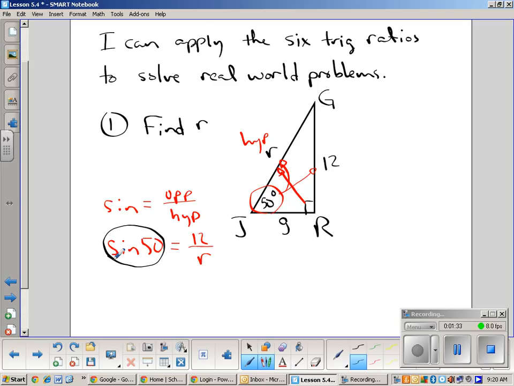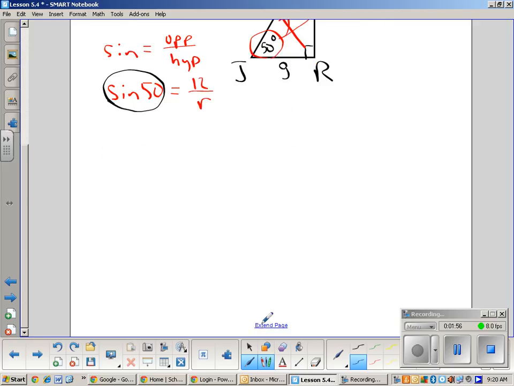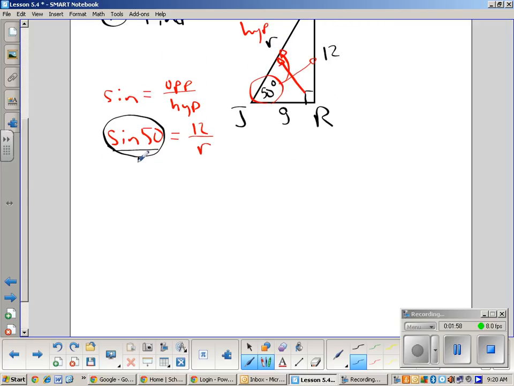The key is to make sure you match up with what they're doing, and this is in degrees. So you have to make sure your calculator is in degree mode, not in radians. But don't treat this sine 50 as if it's two different things. It's not a sine and a 50. It's sine 50. It's one number. So make sure that you treat it that way. And it's really over 1.